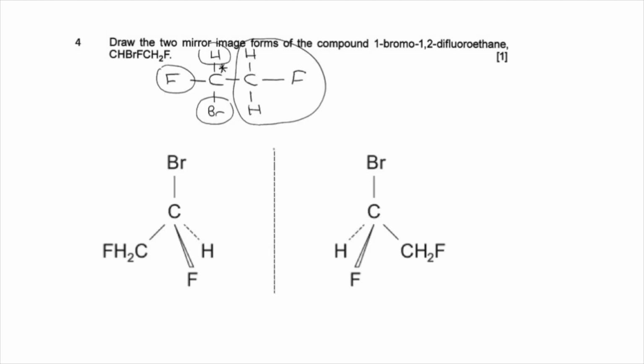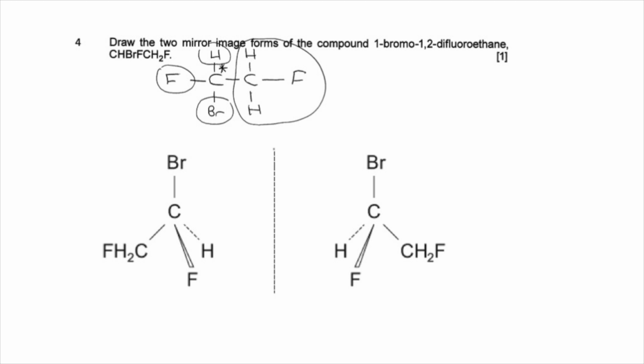Now to answer this question, I just need to draw 2 tetrahedrals and I need to identify the 4 groups that are attached to the carbon. So you can see I've got a fluorine, I've got a hydrogen, I've got a bromine, and I've got a CH2F. So I need to put those on the tetrahedral. I can put them anywhere, and then I need to draw another tetrahedral that's a mirror image of it. So you can see I've lined up the H and the F on the left hand side, and I've lined it up as a mirror image, the H and the F on the right hand side of the mirror.